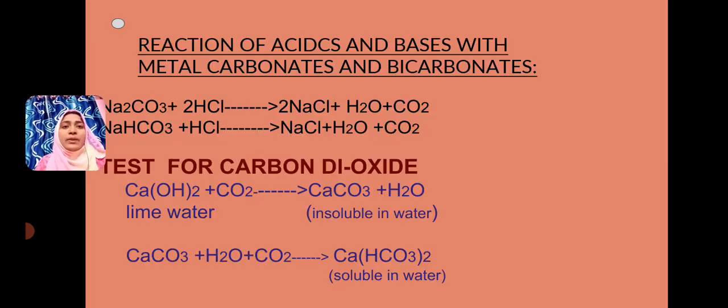Next, what happens in the reaction of acids and bases with metal carbonates and bicarbonates? We shall see the examples here. Sodium carbonate reacts with 2 HCl to give 2 NaCl, that is sodium chloride, salt, water and carbon dioxide. Next, sodium hydrogen carbonate reacts with hydrochloric acid to give salt, that is NaCl, water and carbon dioxide liberated.